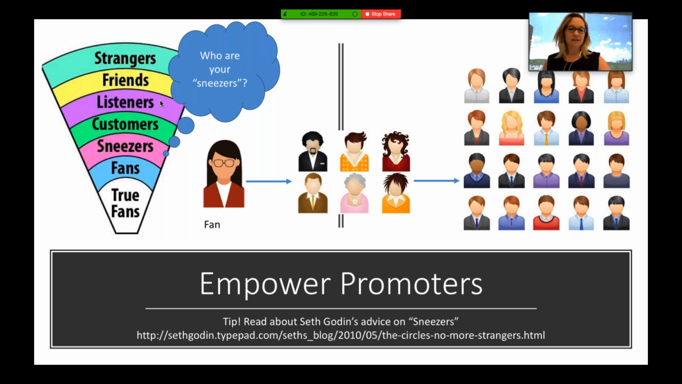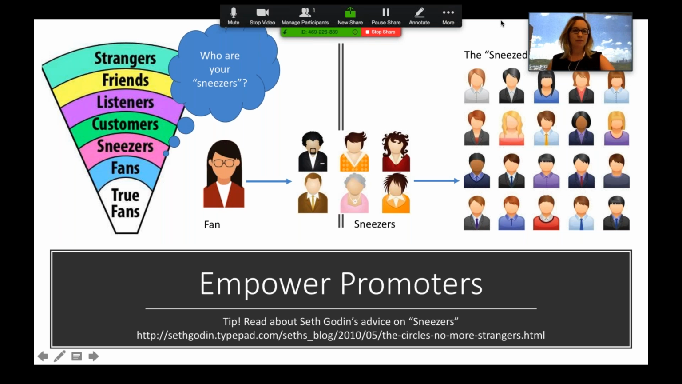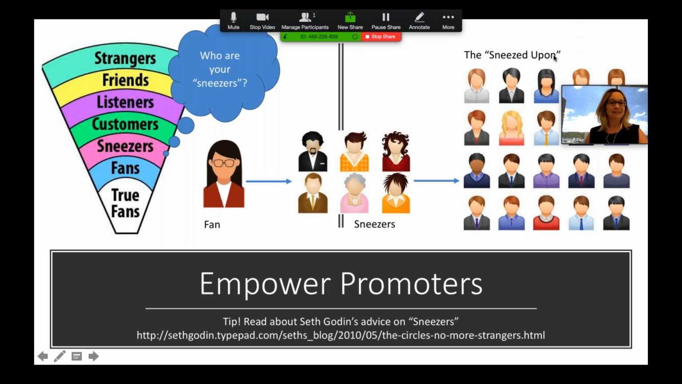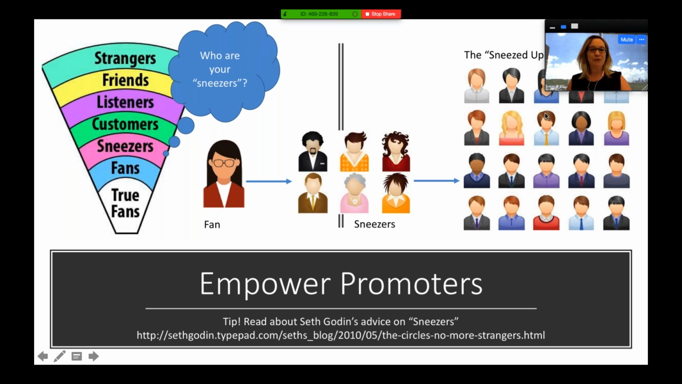Those true fans can spread the word to their network of sneezers, people who are interested. They're maybe not true fans yet, but they're very interested in what you're doing. They really like what you do, and they have a voice that could really help impact a lot of other voices. And then there's the everyone else. I like to refer to them as the sneezed upon, those people who get sneezed on by the sneezers with the message about why they care about your organization, why they want your support, and all of that. So think about who you know and who supports you. Who are your fans? Who are your sneezers? And who could they sneeze upon?